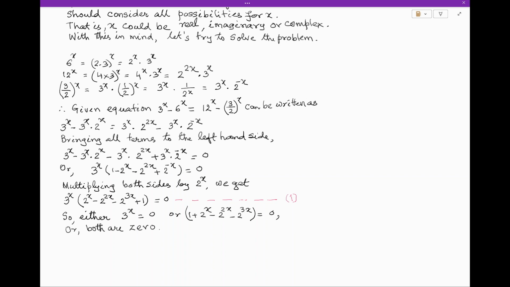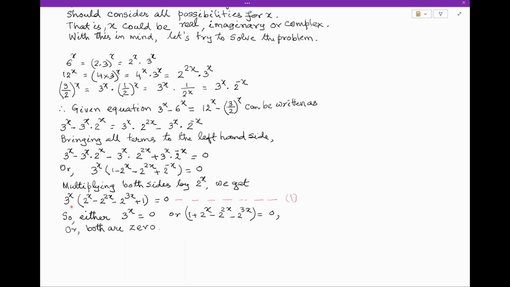If we multiply both sides of the equation by 2 to the power of x, we get 3 to the power of x multiplied by, within parenthesis, 2 to the power of x minus 2 to the power of 2x minus 2 to the power of 3x plus 1, parenthesis ends, is equal to 0. Let us call it equation 1.